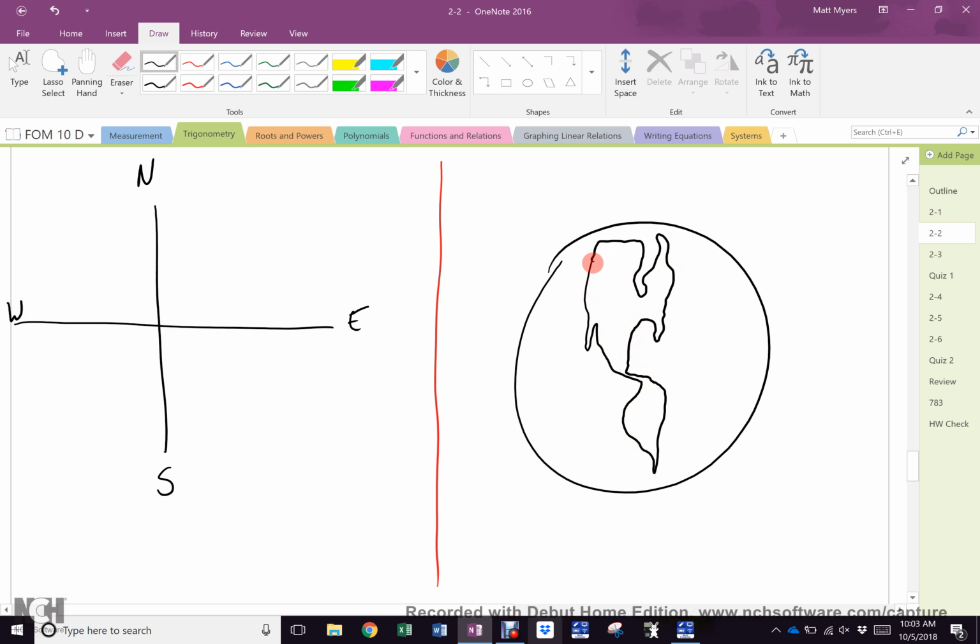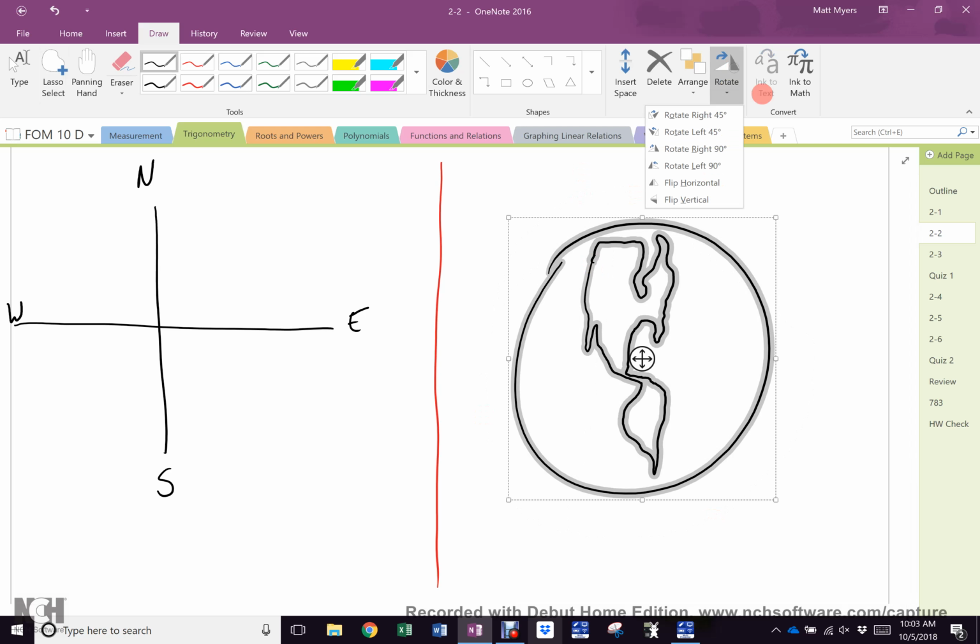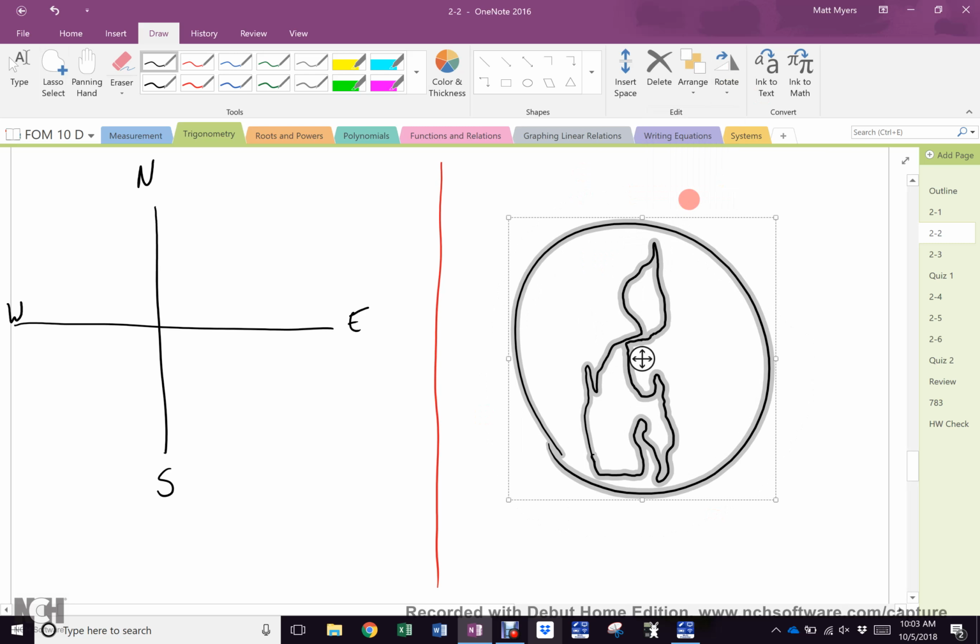Oh, wait. You're all aware that that is North and South America, yes? What blows people's minds is if we do this to it. What's that? Of course, it's the exact same thing.